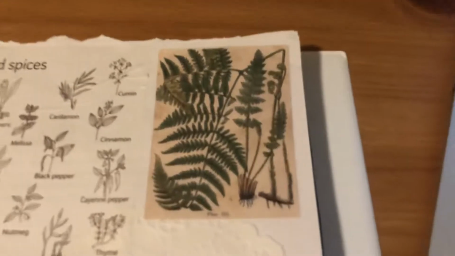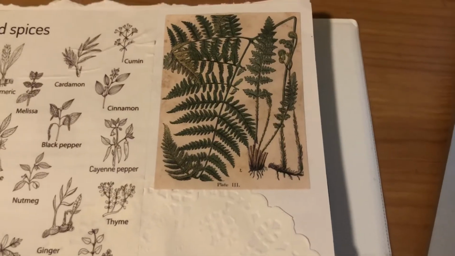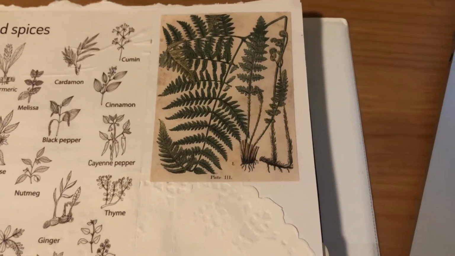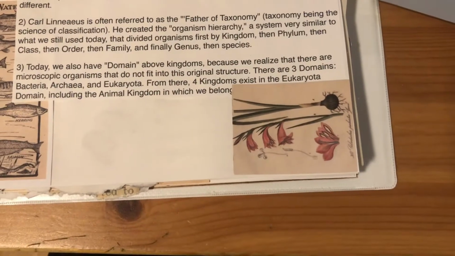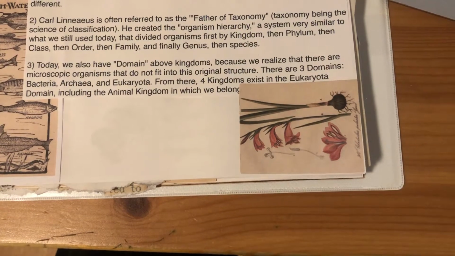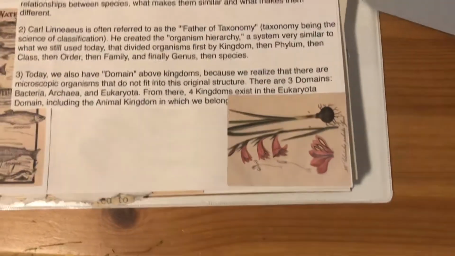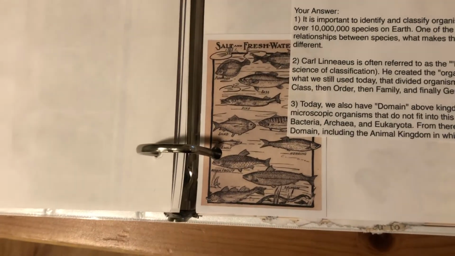I included this fern over there that's been so carefully documented, with its roots and its rhizomes, and I thought that was a great inclusion. I've got another flower down here. It looks like a lily of some sort. It's got the bulb. I'm not exactly sure what that one is. But then I also have this salt and freshwater fish image as well.